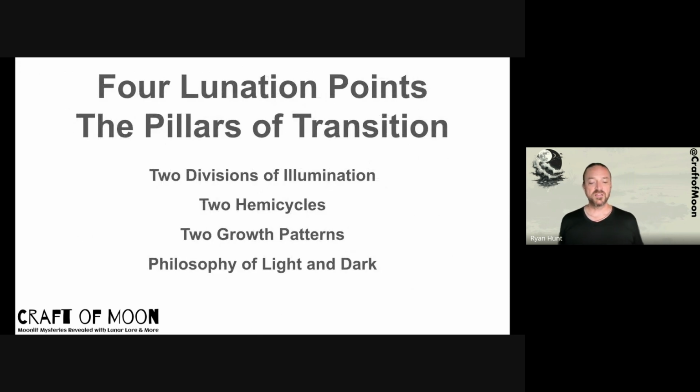So these are the four lunation points. These are the pillars of transition. Next, we'll be talking about the two divisions of illumination, the two hemicycles, the true growth patterns in the philosophy of light and dark as it is relevant for the moon.